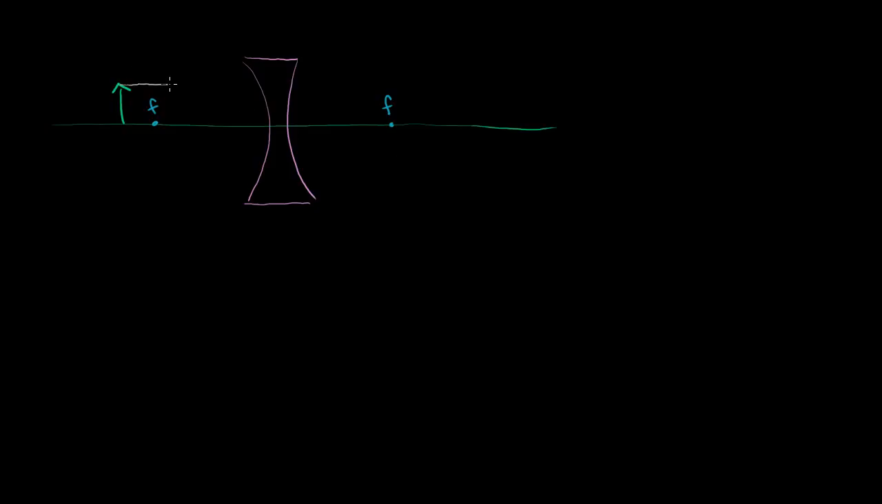If we go parallel to the principal axis, since it's coming in parallel, it'll get refracted outwards so that it looks like it's coming from this focus. So it's getting diverged outward, I guess we could say. And let me draw another ray, in yellow. This one's just going to go straight through the center of the lens and not get refracted.